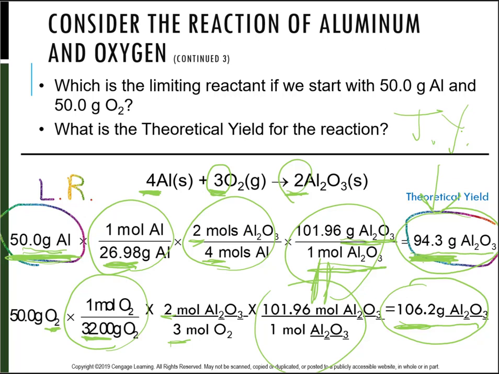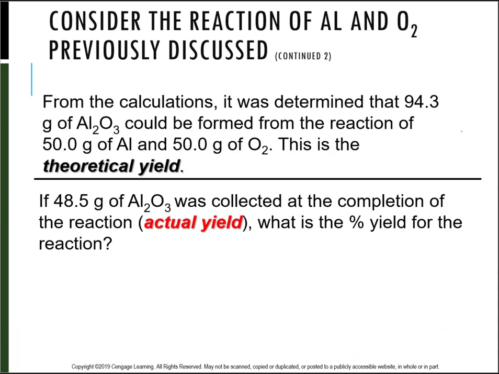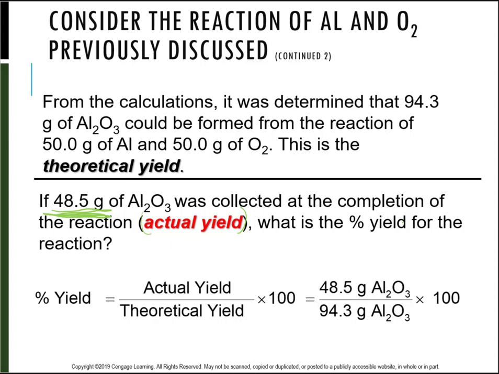That number that we got via stoichiometry is our theoretical yield. Now we were told, what if 48.5 grams of aluminum oxide was collected at the completion of the reaction? That's our actual yield. What is the percent yield? Well, then all you do is actual divided by theoretical, and the theoretical we got from the slide before.